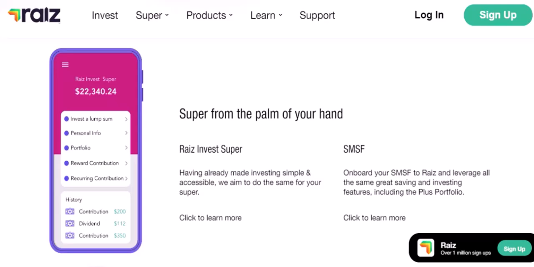Ultimately, understanding the fees is a part of being a responsible investor. Take the time to review the fee schedule, ask questions, and make sure you're comfortable with the costs involved.